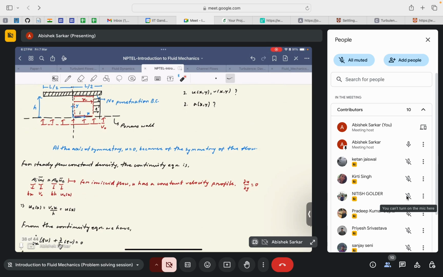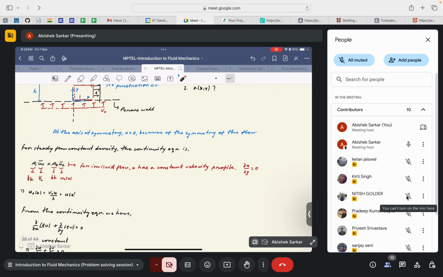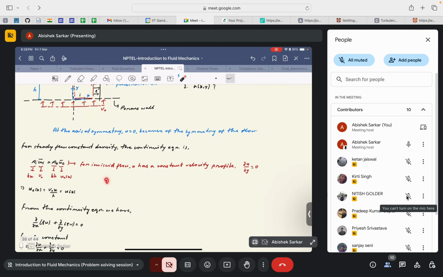Once you substitute these values here and simplify, you will get that Ue(x) is equal to V naught x by h. You will see that since V naught and h are constant and the only variable is x, Ue is only a function of x, so we can write Ue as u of x only. It will imply that the derivative of dou u by dou y is equal to 0. Anywhere it comes into the picture, dou u by dou y will be equal to 0.